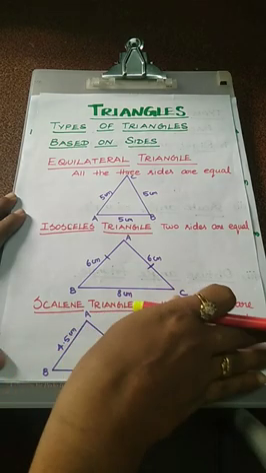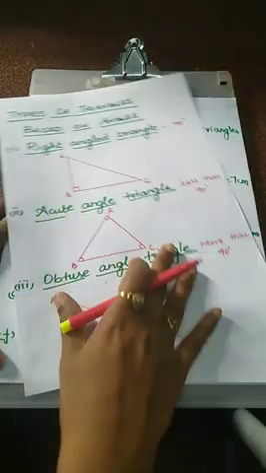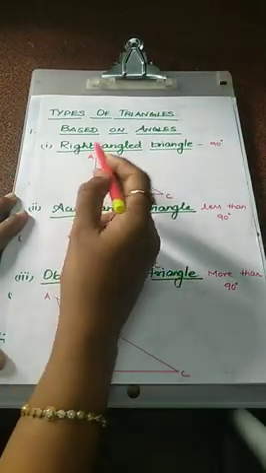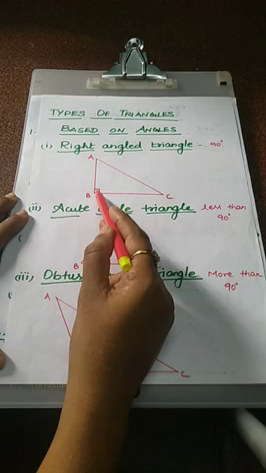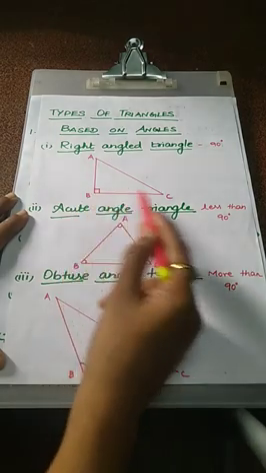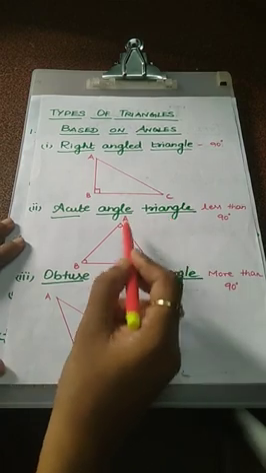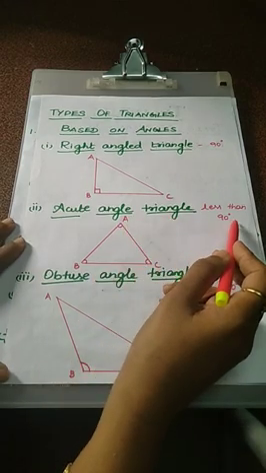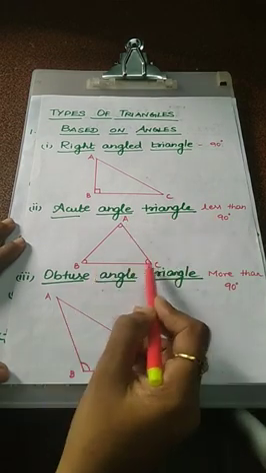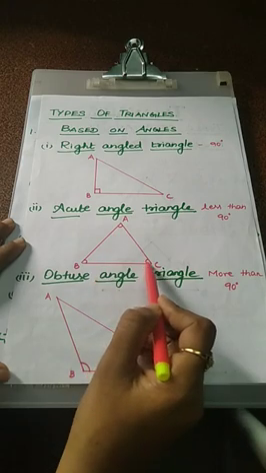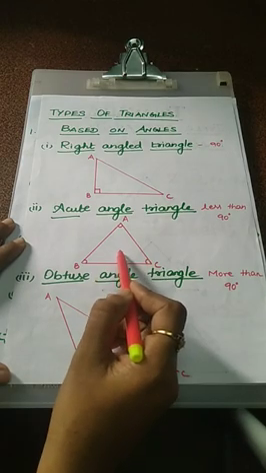Okay. The next one, based on angles. Based on angles, if one of the angles is a right angle, it is a right angled triangle. The next one, acute angle triangle. Acute angle triangle means all the angles are less than 90 degrees. So in triangle ABC, these three angles are less than 90 degrees. So it is an acute angle triangle.